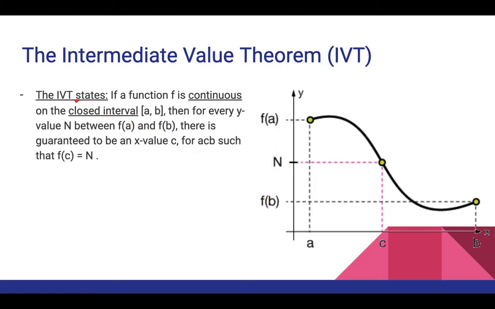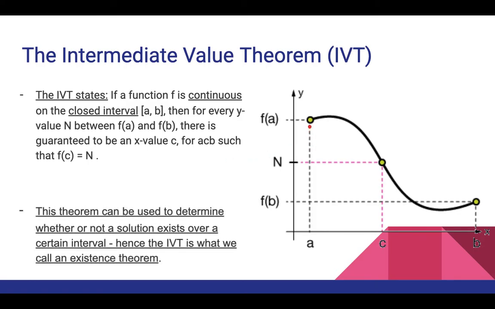The intermediate value theorem, we call the IVT for short, states that if a function f is continuous on the closed interval a, b, then for every y value n between f of a and f of b, there is guaranteed to be an x value c, and again the formatting here when I copied these from my notes didn't work out, for c greater than or equal to a and less than or equal to b, such that f of c equals that y value n. Okay?